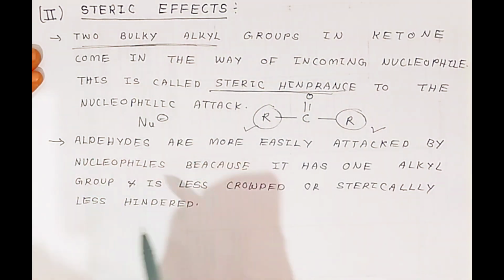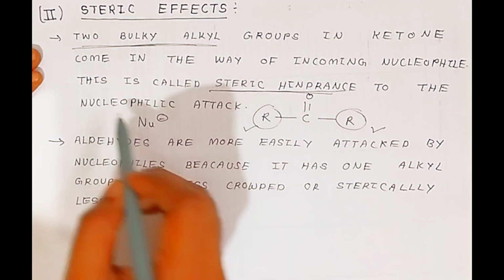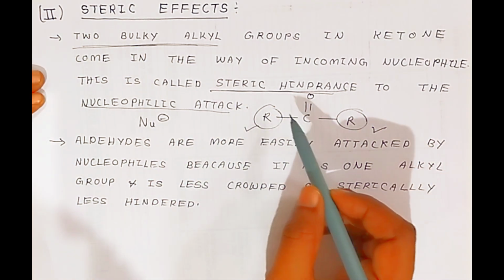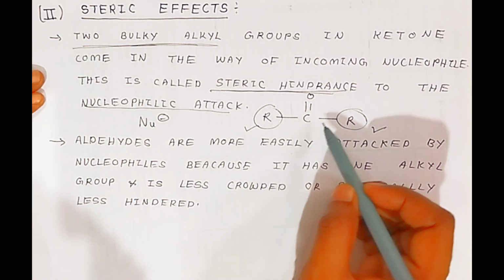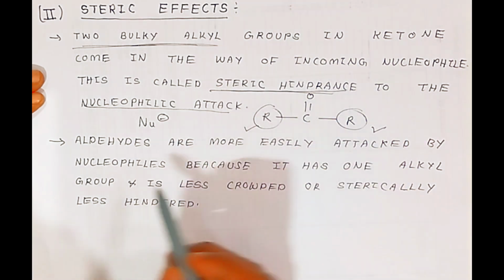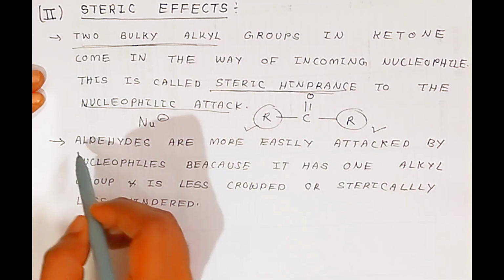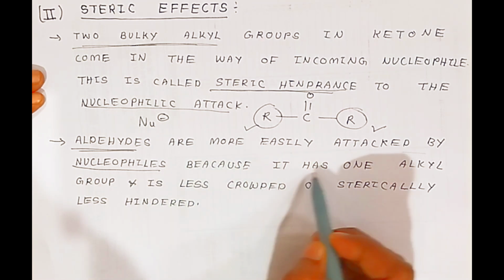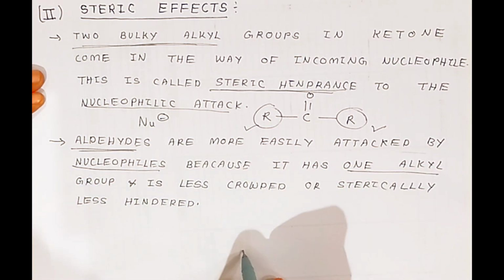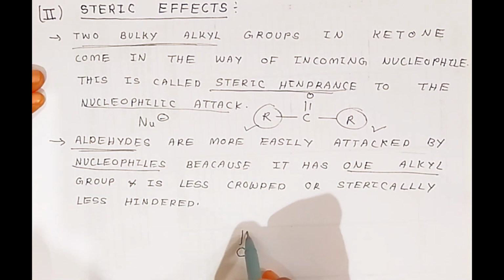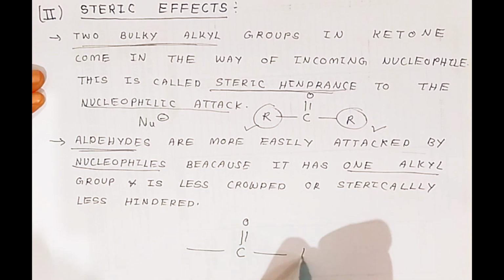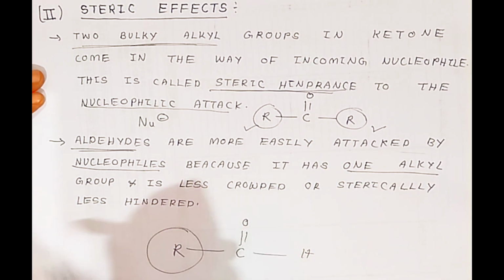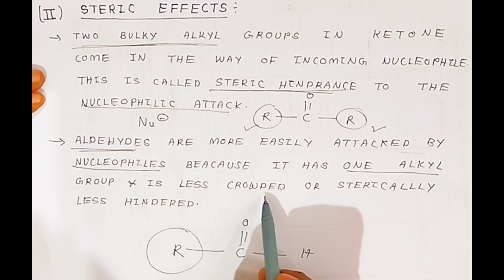Understanding, students? So here the ketone is less reactive as compared to the aldehyde. Now, why are aldehydes more easily attacked? Aldehydes are more easily attacked by nucleophiles because they have only one alkyl group. In an aldehyde, the carbonyl has one valency by hydrogen and the other by only one alkyl group, so it is less crowded.